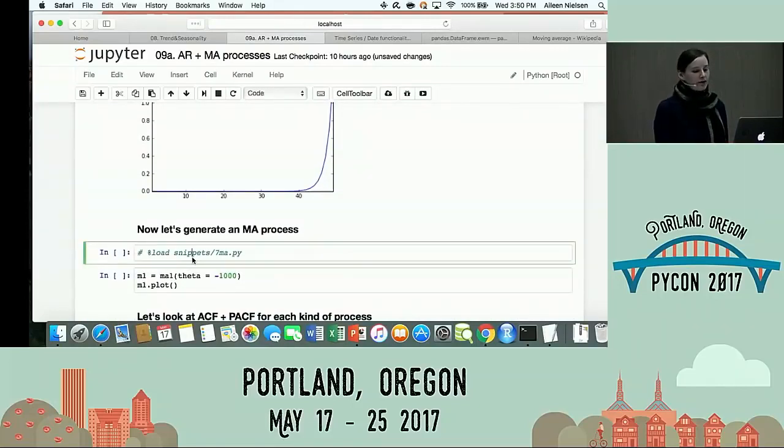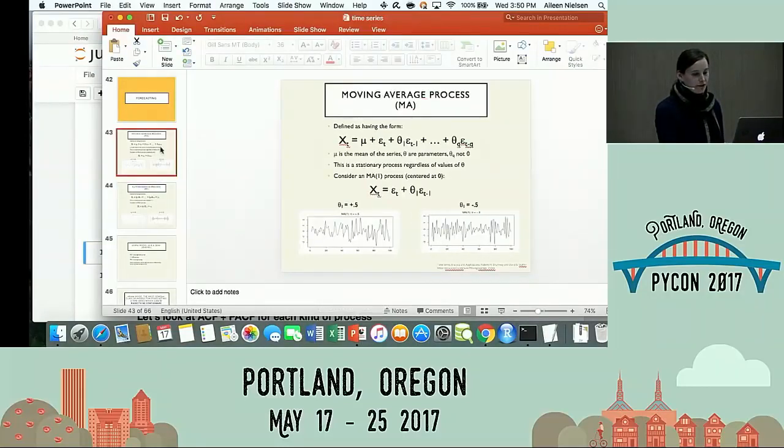Go ahead, take a minute, try to code up the moving average process, right? And I will put up that code for the moving average on the slide so you remember what it is. Moving average is a constant average with a sum of previous error terms determining the present value. So how would you do that?